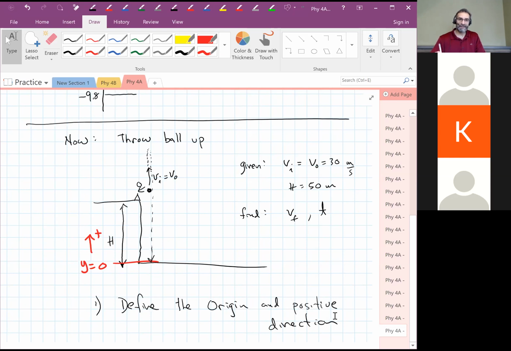The force of gravity never changes on this object. As the ball is going up, gravity is pulling down on it. When it gets to the top, gravity is pulling down on it. On its way down, gravity is pulling down on it. The acceleration is the same everywhere. So we can go right from the beginning to the end, just make it 1 problem.